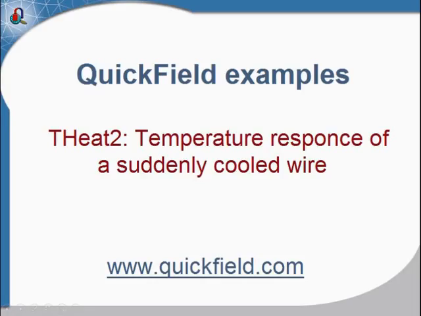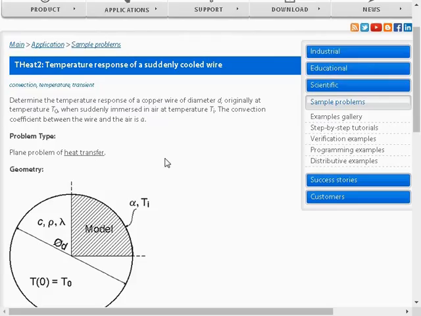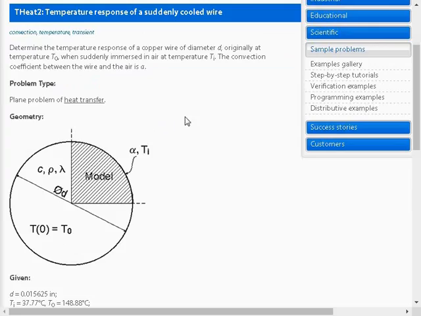This is the QuickField example of transient heat transfer: temperature response of a suddenly cooled wire. Detailed information regarding this problem is available on the web page of this problem at quickfield.com. So here we have a task. We should determine the temperature of a copper wire after sudden cooling. This temperature will alternate with the time.